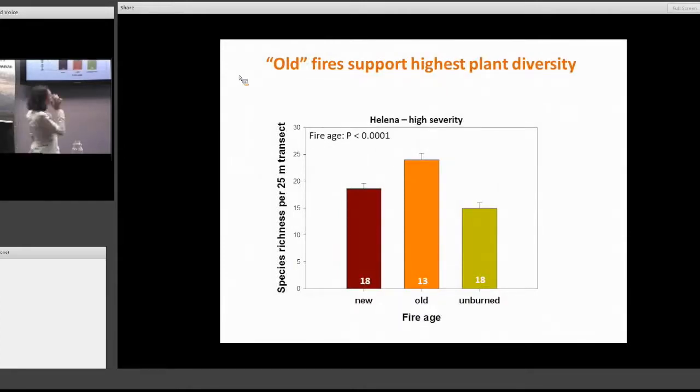If we just look at Helena, at the high severity fires there, and compare fire age, so new, old, and unburned, the older fires are supporting greater plant diversity compared to the others. So this makes sense perhaps in a successional context where older fires might have some species characteristic of newly burned areas as well as some species characteristic of unburned spots.